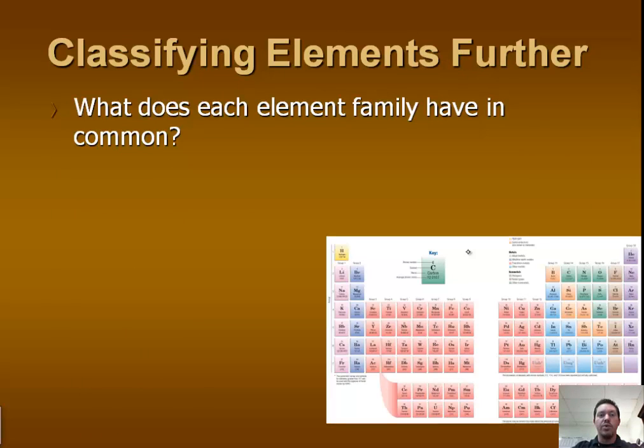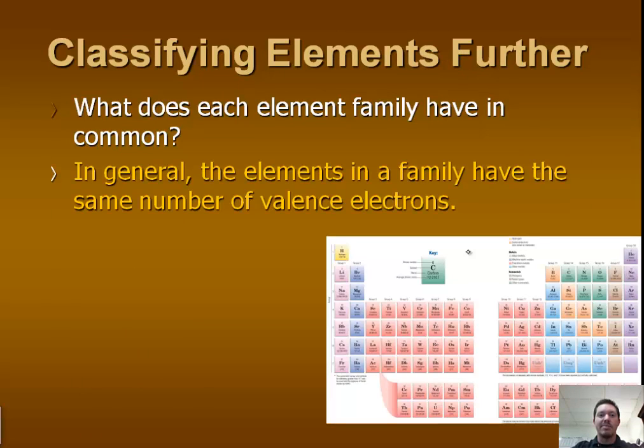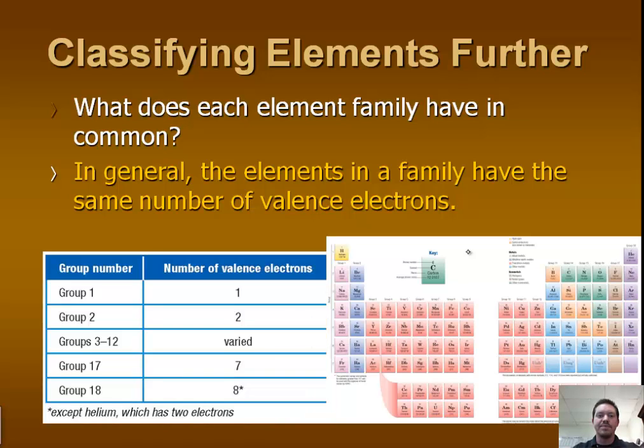Alright, so what does each element in the family have in common? In general, the elements in a family have the same number of valence electrons, and the valence electrons are the outermost electrons. So looking at our small periodic table here, this is referred to as group 1, the one that starts with hydrogen. These all have 1 valence electron, or 1 electron in their outer shell.